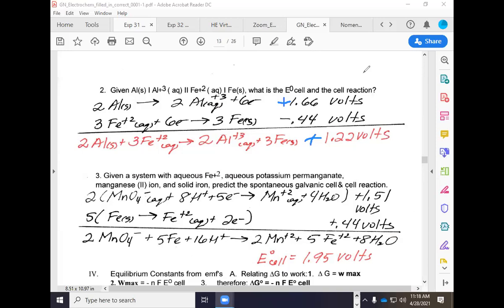If I was in lab and wanted to predict my observation, I would predict that the aluminum solid would disappear or dissolve, and I would have a precipitate of iron. That's what I would predict based on my net ionic equation.